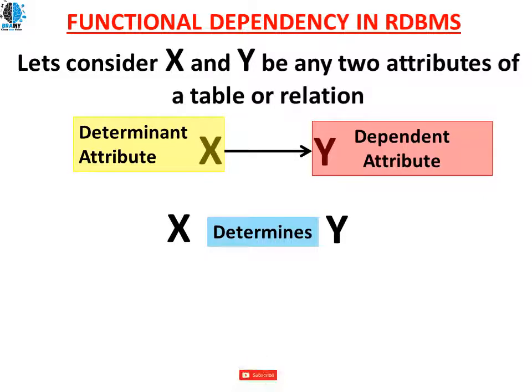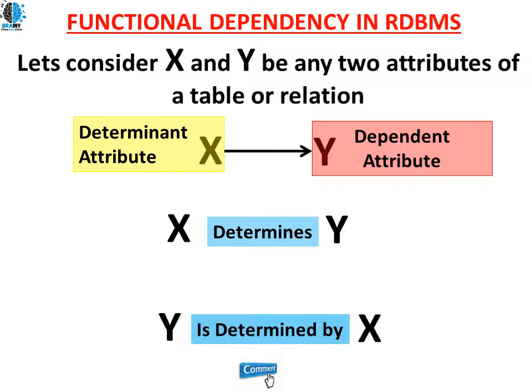X determines y, and y is determined by x. So we can show this as x arrow y. X dependency y means y is going to depend on x.